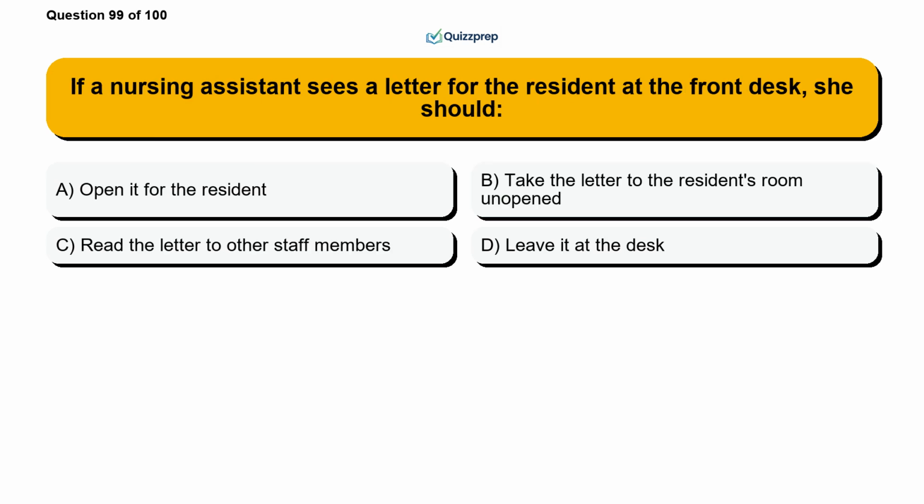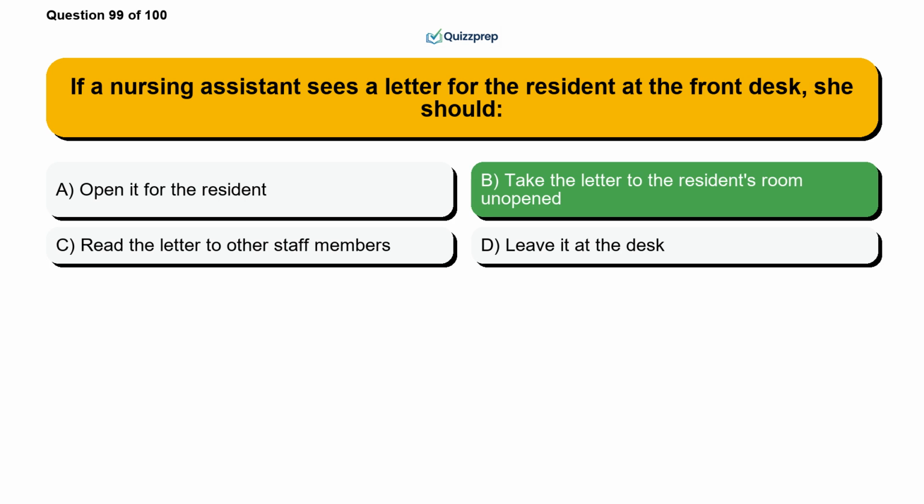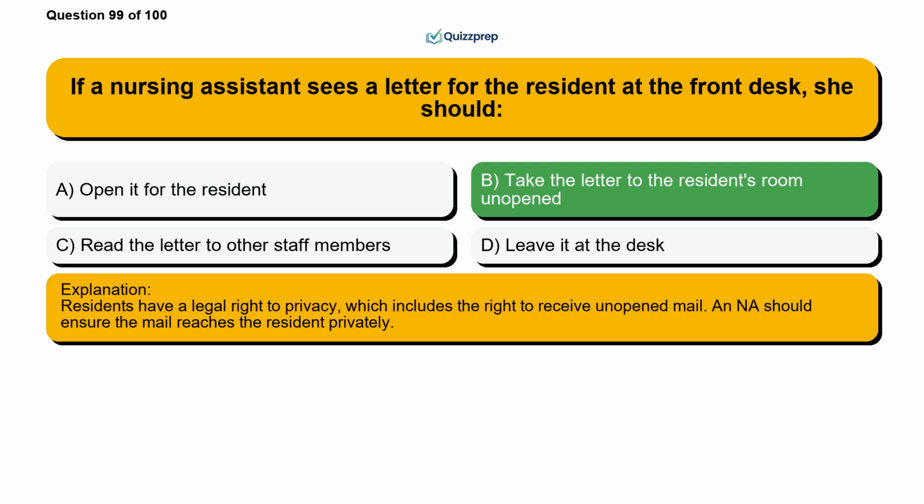Question 99. If a nursing assistant sees a letter for the resident at the front desk, she should: Option A, open it for the resident. Option B, take the letter to the resident's room unopened. Option C, read the letter to other staff members. Option D, leave it at the desk. The correct answer is option B, take the letter to the resident's room unopened. Residents have a legal right to privacy, which includes the right to receive unopened mail, and the NA should ensure the mail reaches the resident privately.